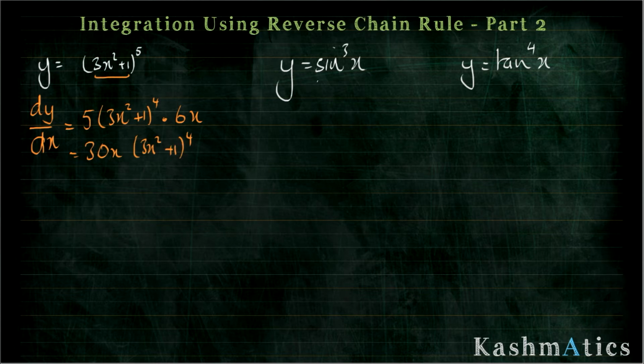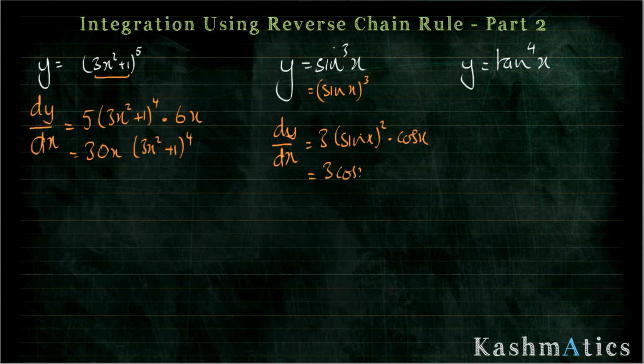Okay, this one here, before I differentiate it, I'm just going to rewrite this as sine x cubed to help you to see what's going on. So dy by dx, remember something cubed becomes 3 something squared, multiplied by the derivative of this, which is cos x. And I'm going to write that as 3 cos x sine x squared. So I'm going to write it like this, so hopefully you'll be able to see what's going on when I explain it all.